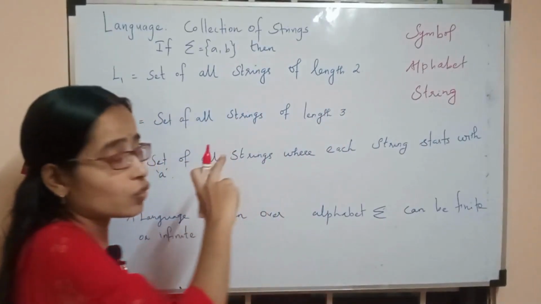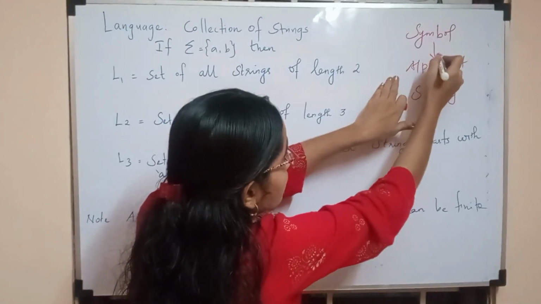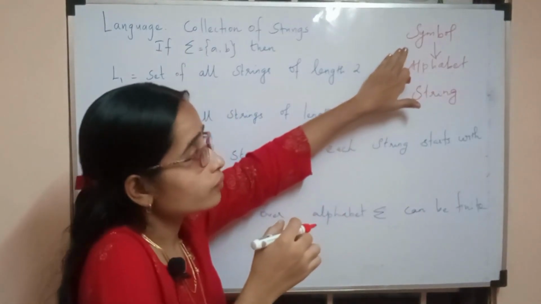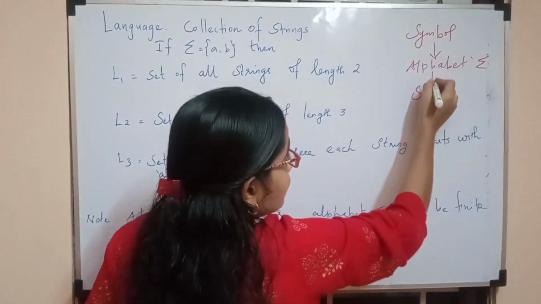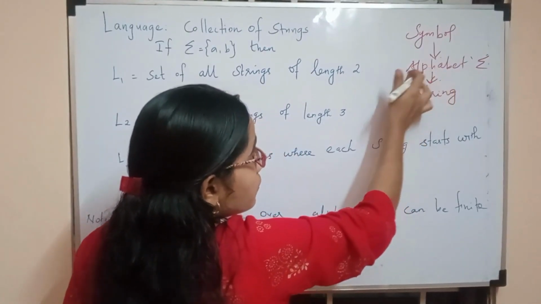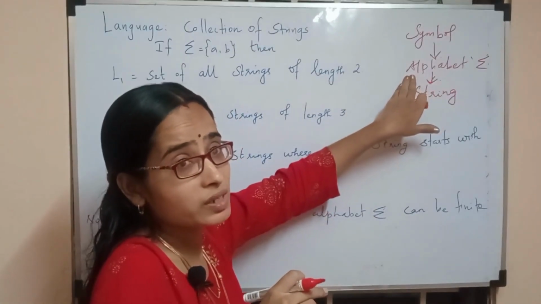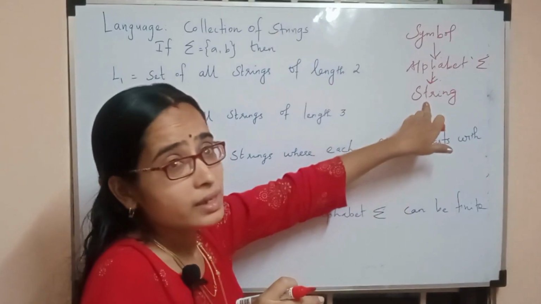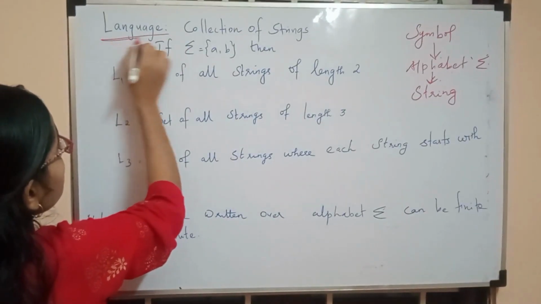You know what is symbol, right? It is a basic building block of TOC, and you can derive the alphabet from the symbols, and it will be represented by sigma. And you can derive strings from the alphabet. The collection of symbols from the alphabet set is called a string. So today we'll see what is language.